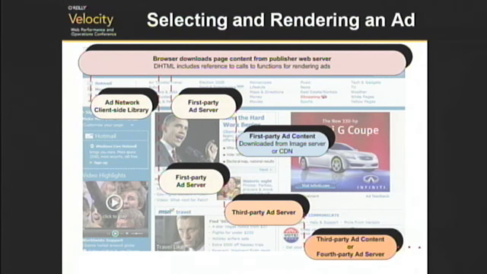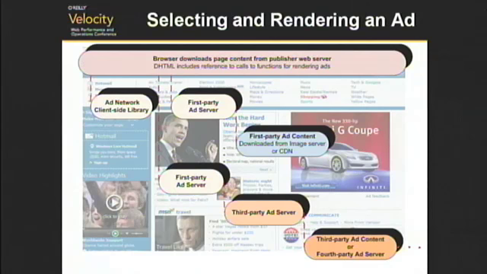All right. Well, this is just our visual about where the ads interact with your page. You've got your client-side libraries that are maybe used. There's a lot of talk about JavaScript. You guys understand how that works. You've got your ad server selection calls. Samir alluded to that. You've got your first-party ad content. You may have your third-party ad server that comes into play. You may have fourth-party, fifth-party, sixth-party, seventh-party. I mean, it can regress pretty far.